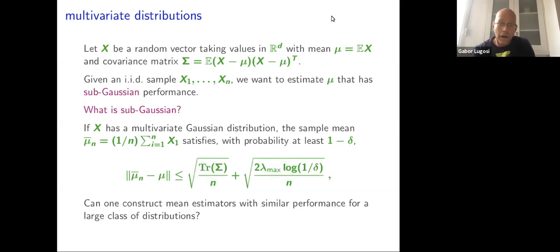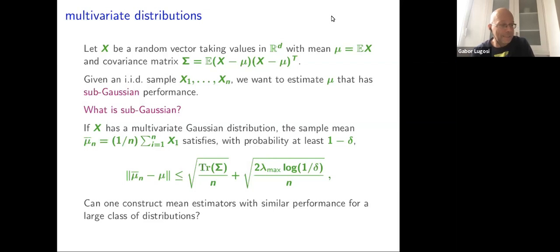So why is this true? Well, this is very easy to see, because the empirical mean minus mu is a multivariate Gaussian vector. The expected value of the norm squared is exactly the trace of sigma divided by n. So the expectation is bounded by this first term. And the second term is just the random fluctuations, which you can bound by the Gaussian concentration inequality, because the norm is a Lipschitz function of a Gaussian vector. Lipschitz functions of a Gaussian vector are concentrated, and the Lipschitz constant is just lambda max.